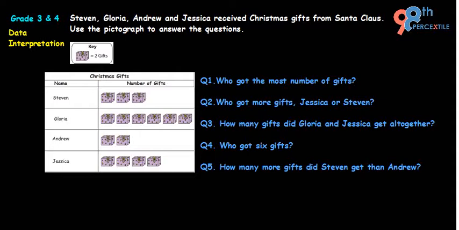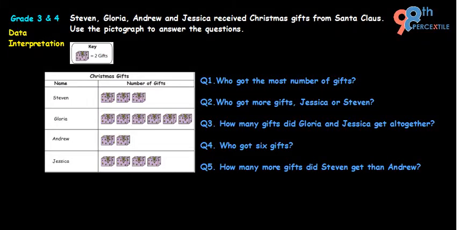The question reads: Stephen, Gloria, Andrew and Jessica received Christmas gifts from Santa Claus. Aren't they lucky? Okay, let's get back to the question. They are telling us to use the pictograph to answer the questions.